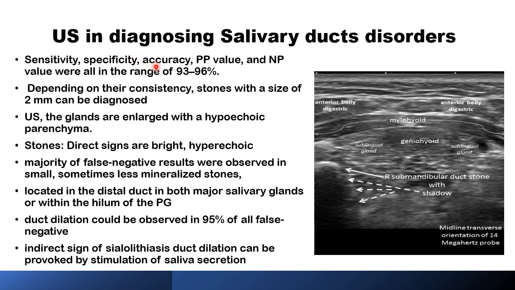The diagnostic accuracy of ultrasound scans in salivary stones is very high, including its sensitivity, specificity, positive and negative predictive values, and accuracy. They are all in the area of 93 to 96%. But that, of course, depends on the consistency of the stone, and provided the size of the stone is more than 2 millimeters. The stone itself would show as a hyperechoic shadow in here with multiple echoes from it.